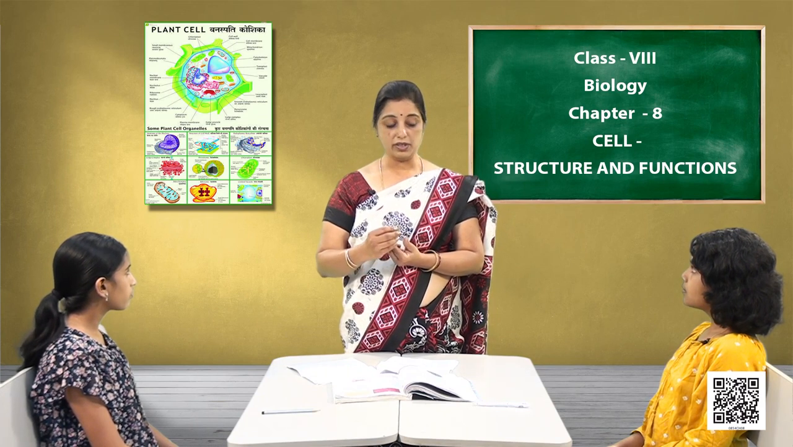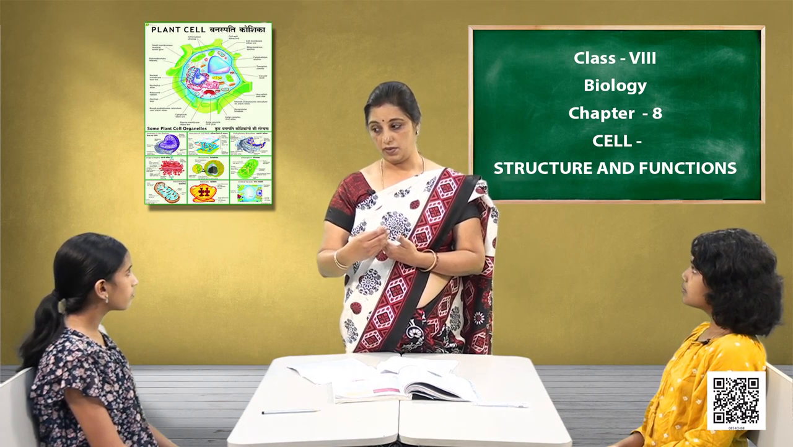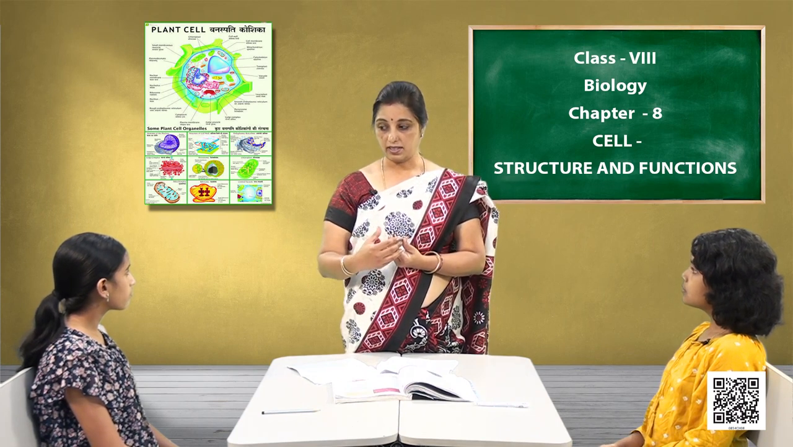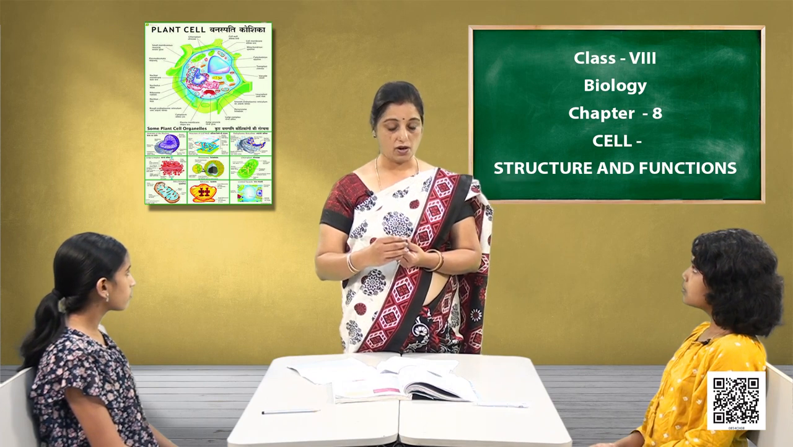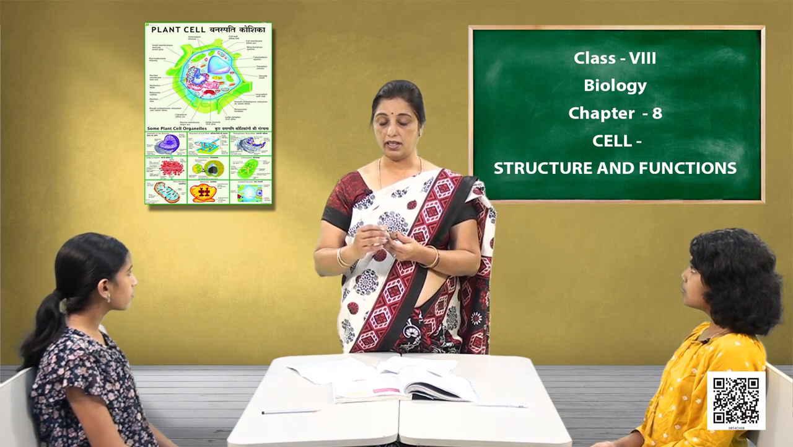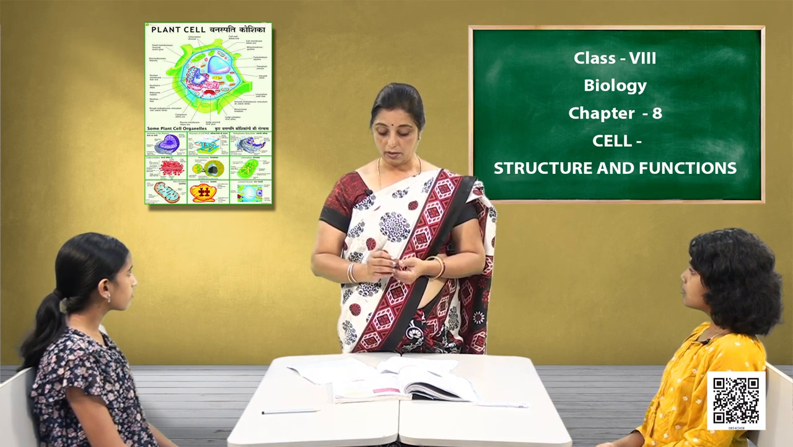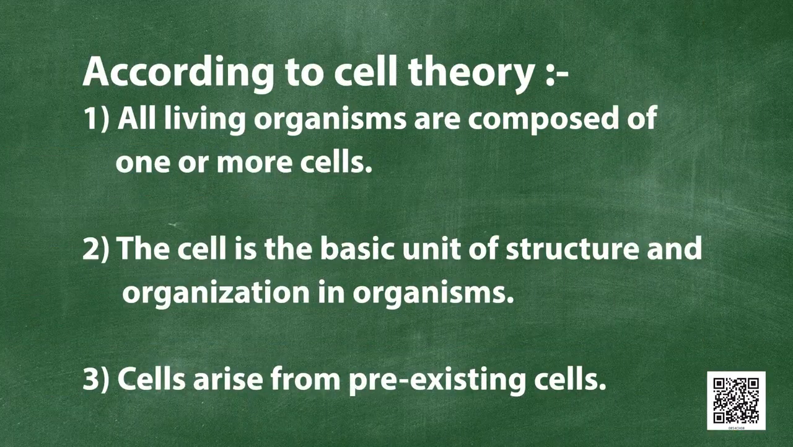He concluded that all the plant organisms are made up of cells. He also thought that only plants are made up of cells. It was only later, after about 150 years, that it was generalized that all the organisms, whether plants or animals, are made up of cells. After many findings, they proposed the cell theory, which was postulated like this. According to the cell theory, all the living organisms are composed of one or more cells. The cell is the basic unit of structure and organization in organisms. Cells arise from pre-existing cells.